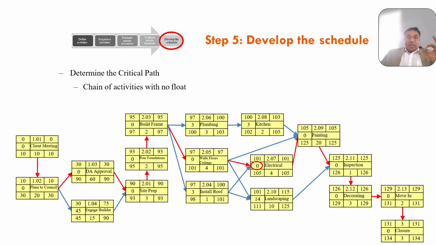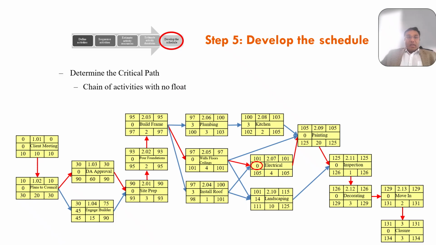So from the diagram, the critical path now is 1.01, then it goes to 1.02, and then 1.03, and then 2.02, and 2.03, 2.06, 2.08, 2.09, 2.11, 2.12, and finally 2.13, and then the closure. This path equals the total project duration of 134 days and has no slack. So no float on that. So the project start and finish has to be within that 134 days.